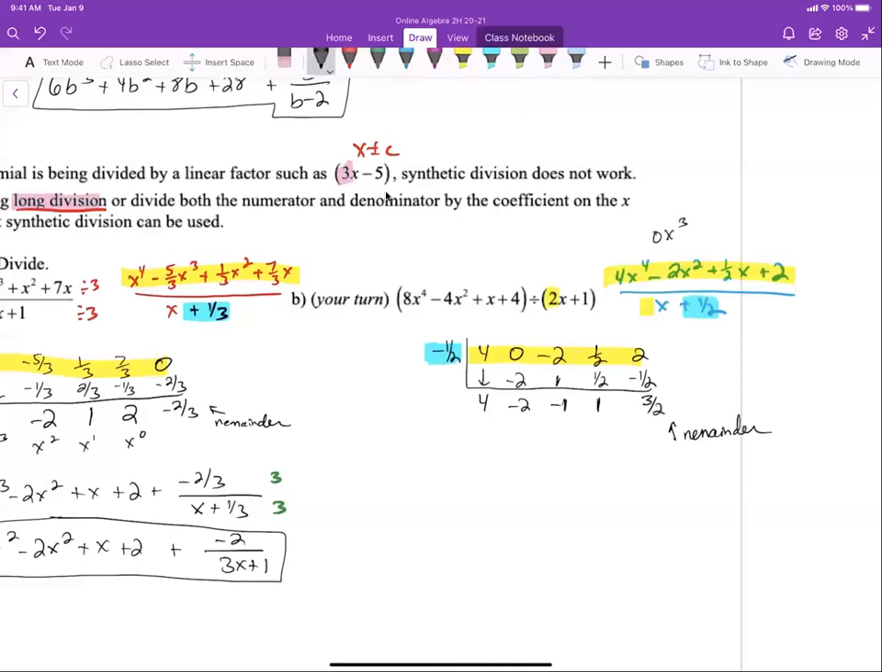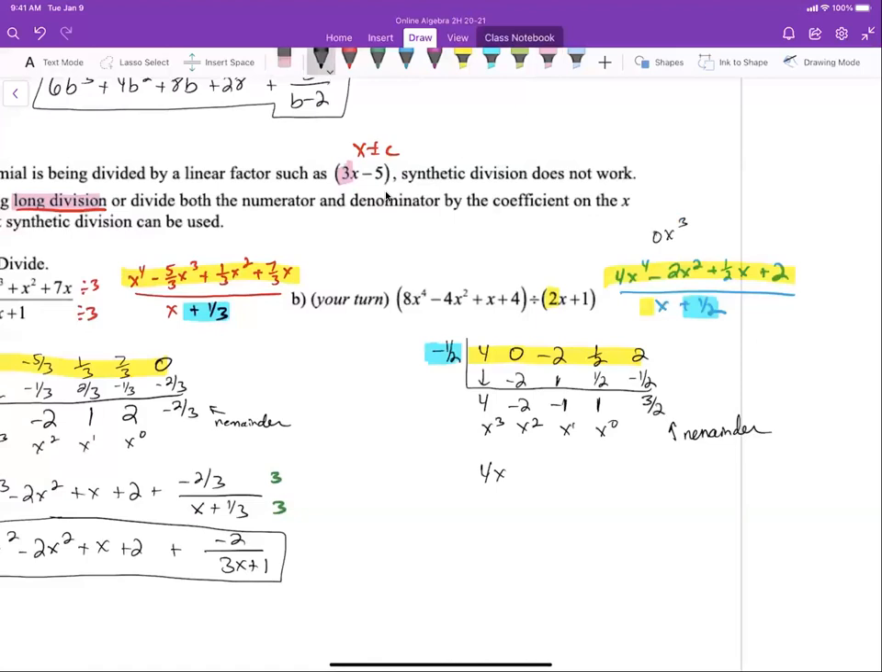Okay, this is my x to the 0, x squared, x cubed. Wait a minute, what did I do wrong? Oh, I see what I did wrong. Forgot my x to the 1 term. X squared, x cubed. Sorry. All right, now I can write my answer.